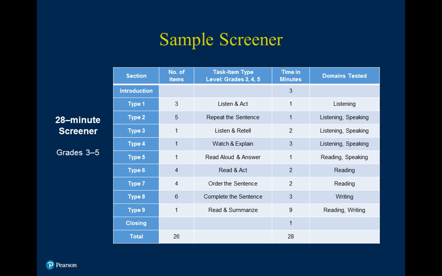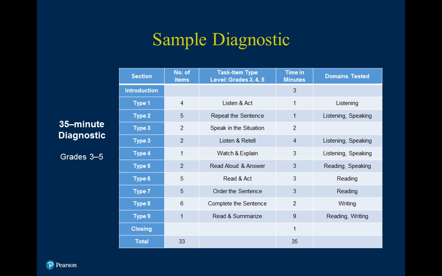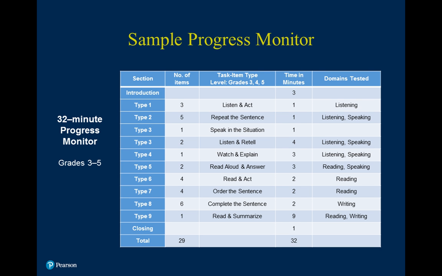So you can see here there's the number of items that the students will be presented with, the types of items that they're going to be presented with in the screener, and then those domains that are being tested for the students. This is an example of the sample diagnostic. Again, you're going to see the number of items. You're going to see the different item types, and then the different domains that are being tested. And then in our progress monitoring, you can see a sample progress monitoring, again, the number of item types, the time that it takes for that, and the domains tested.